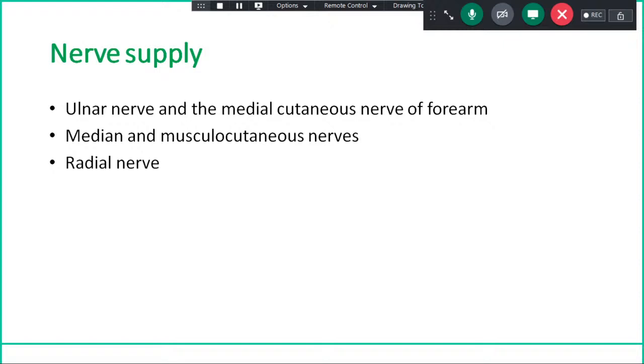There are certain other nerves which here you can see: the ulnar nerve, the median nerve, the musculocutaneous nerve. So what is Hilton's law? Can anyone tell me?